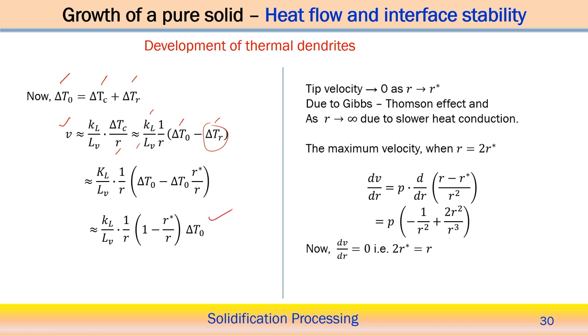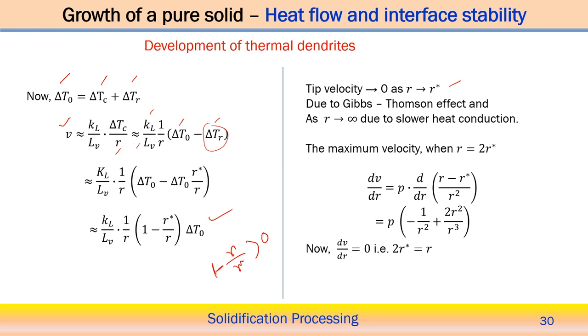Now, when R equals R star, the tip velocity equals 0. So the conclusion we can make is that when R equals R star, meaning the critical size of the nucleus is reached, the growth velocity is basically 0. For the growth velocity to be positive, 1 minus R by R star should be greater than 0, and in that case we get positive values of the velocity V. So we analyze that at the critical size of the nucleus the growth rate is theoretically 0.